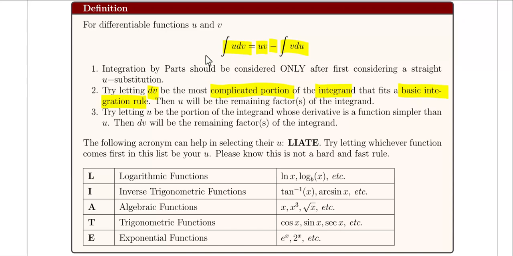Now, another alternative, and this is typically the one that I use, I begin by defining the u to be a portion of the integrand whose derivative is a function simpler than the u.